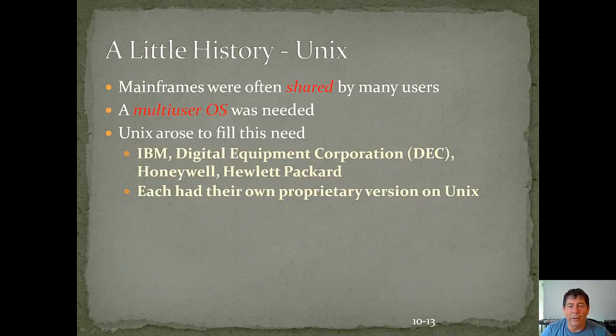So here's some more history. Let's take a look at Unix. Mainframes were often shared by many users, so obviously a multi-user OS was needed. Unix arose to fill this need. That's why it was developed. IBM, Digital Equipment Corporation, or DEC, Honeywell, Hewlett-Packard, all of these companies came together to develop Unix. Each had their own proprietary version of Unix, but it was still the same general idea.